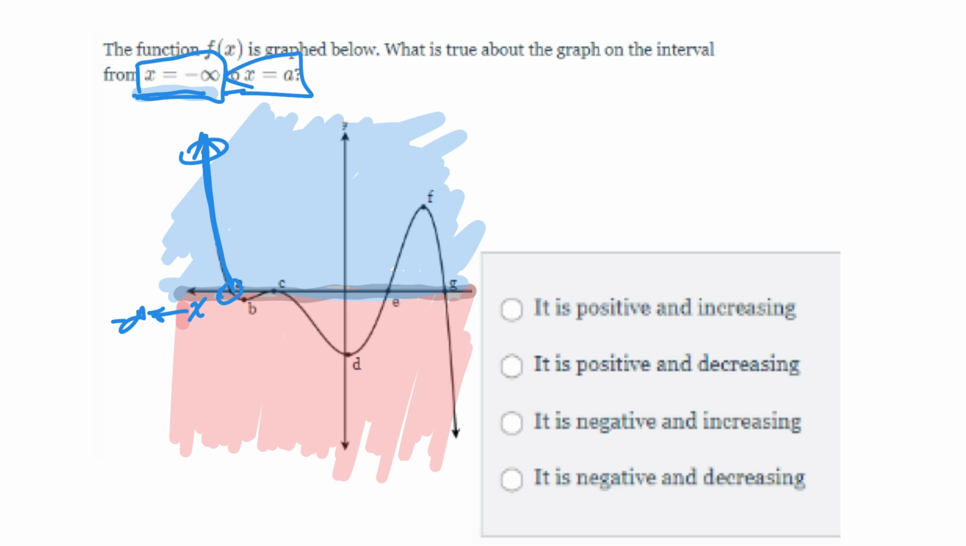And it is a positive function because it is above sea level here. So we know that it's positive. And we also can see that it is positive, but it is decreasing as we move further and further to the right. So this is a positive function, which is decreasing, just like that.